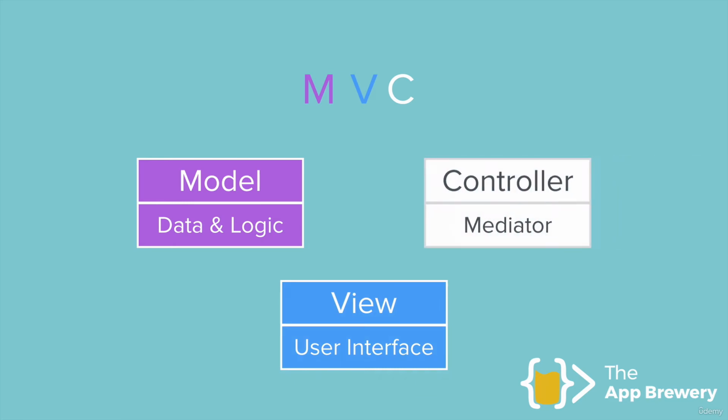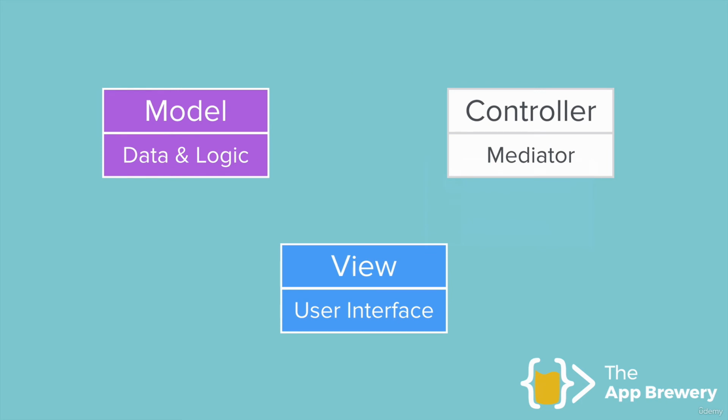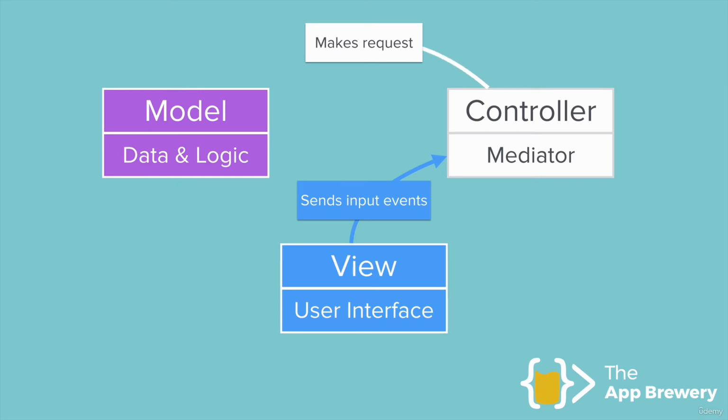Now finally, we have our C, which is our controller, and this is the mediator of it all, the conductor, if you will. And so if we had an app where the user taps on the user interface, then we would get a message from the view component to our controller, sending over those input events. And then our controller interprets that and maybe makes a request to our model for some data. And the model will implement some business logic and process the data in some sort of way. And then it outputs some formatted data and sends it back to the controller.